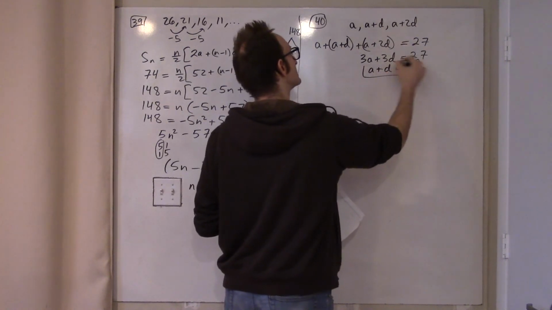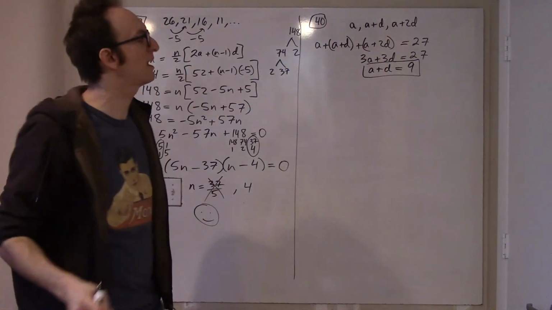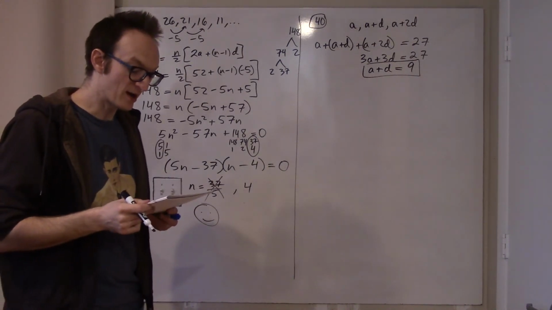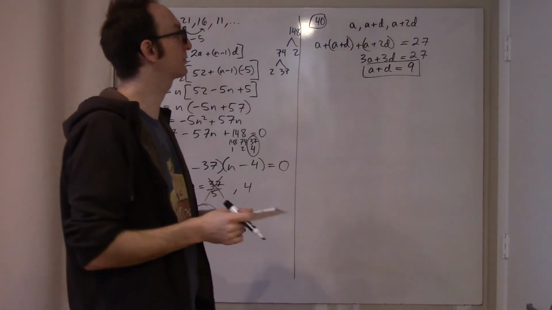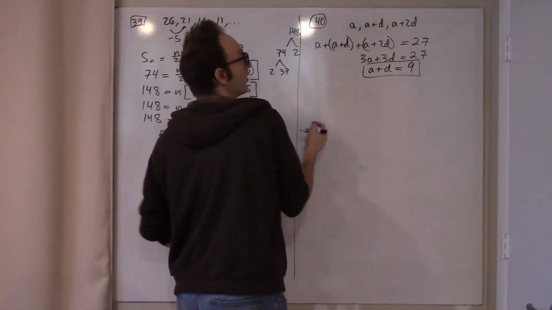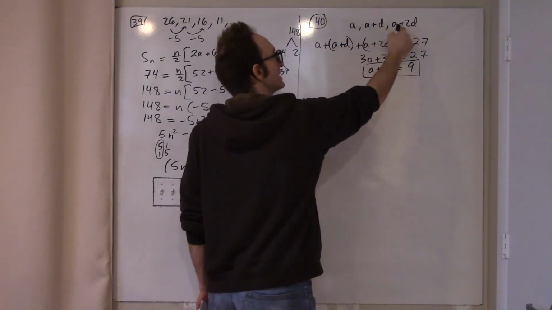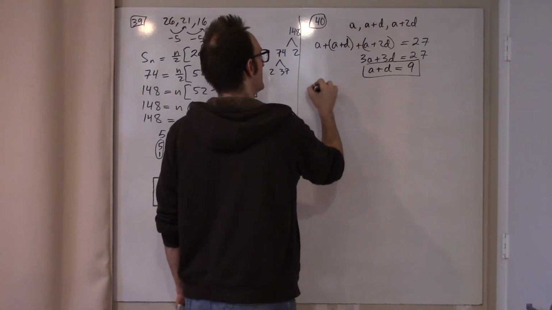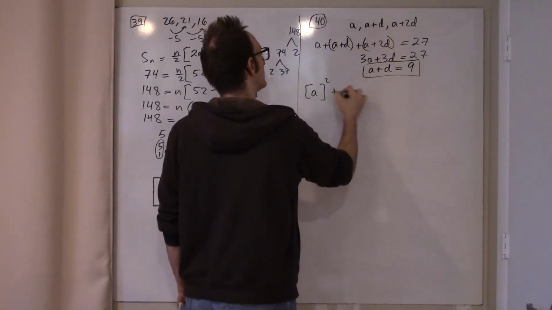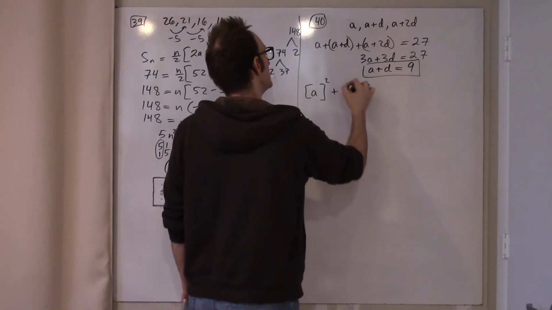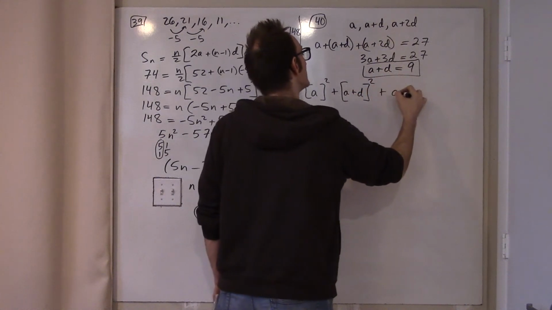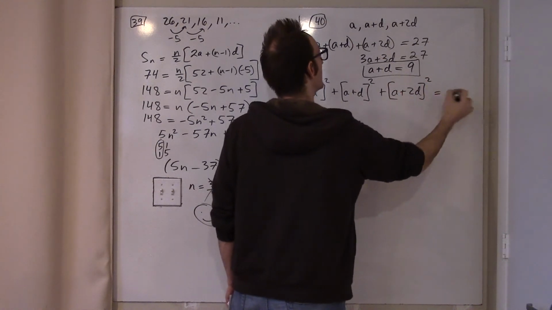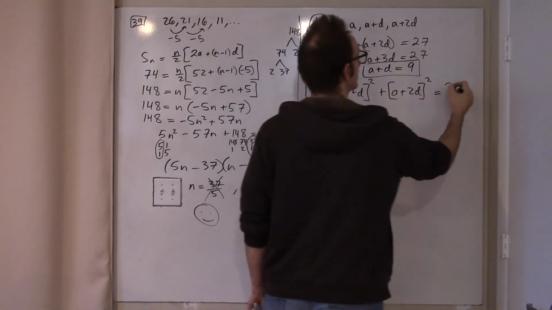Okay, so I'm simply translating the problem into algebra. The sum of three terms in arithmetic sequence is 27. The sum of their squares is 293. So if I square these three numbers and add them, I get 293. Okay, well, I guess I'm just going to do that then, right? A squared plus (A plus D) squared plus (A plus 2D) squared is going to be 293.